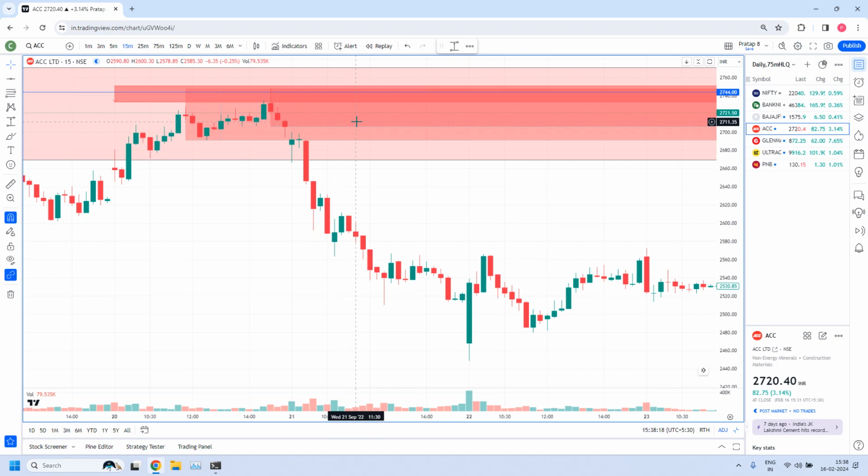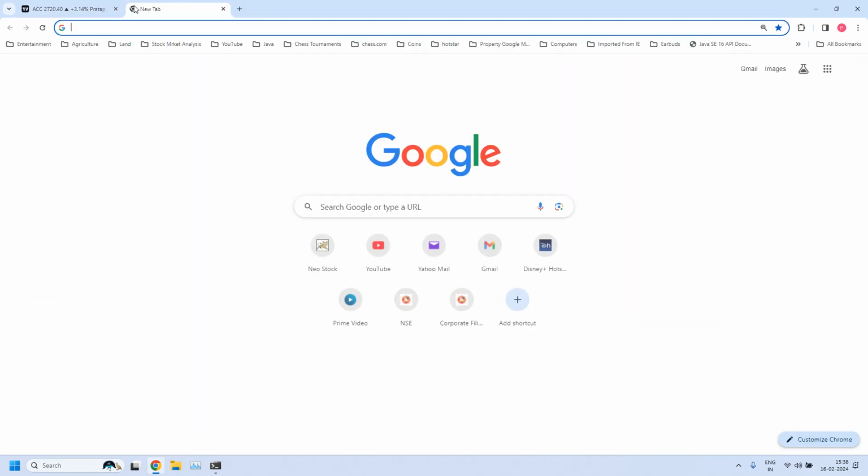First of all, how is the price structure? Are there any 5-minute zones inside? To check that, I took the help of our software.